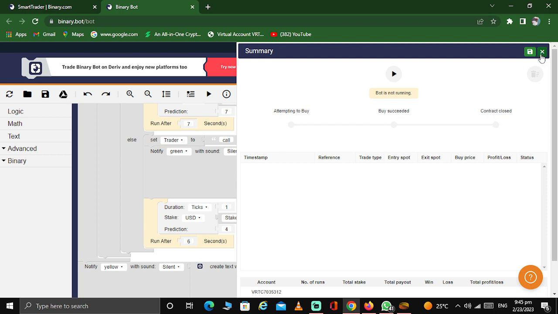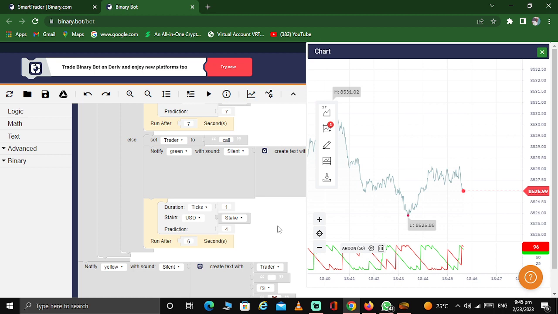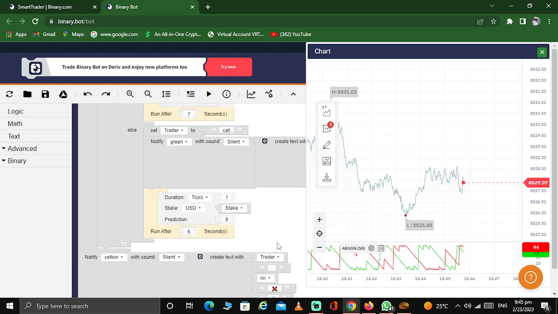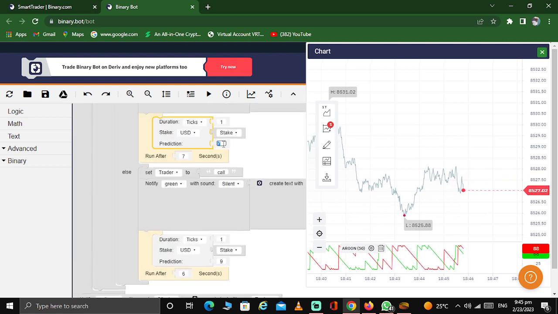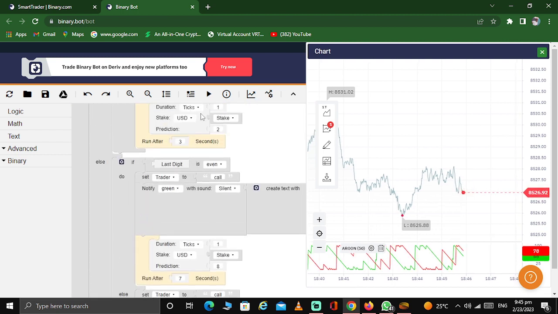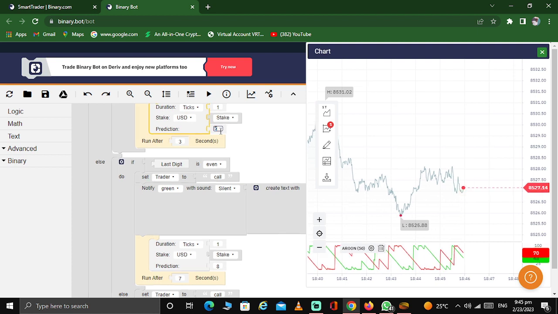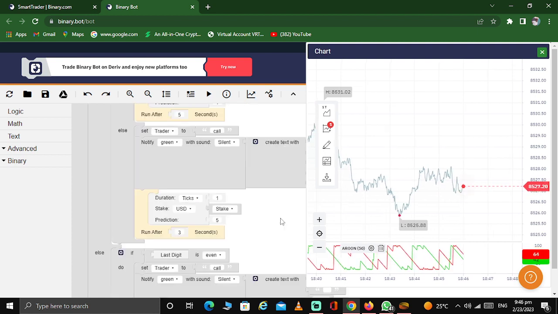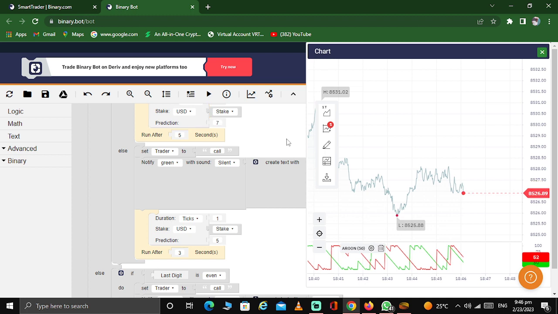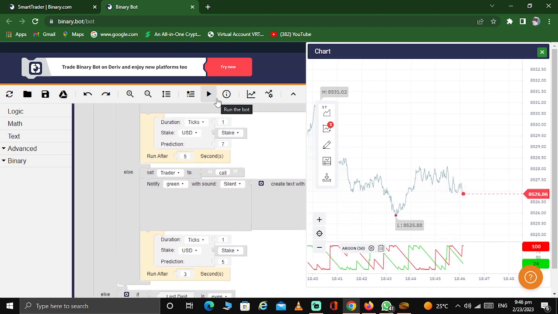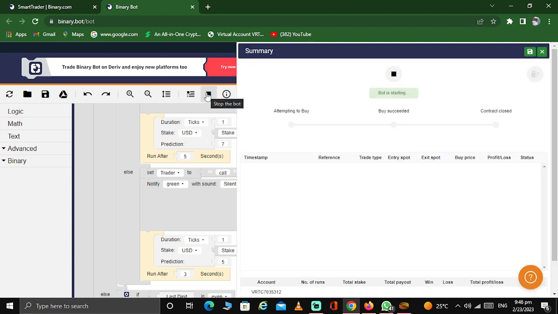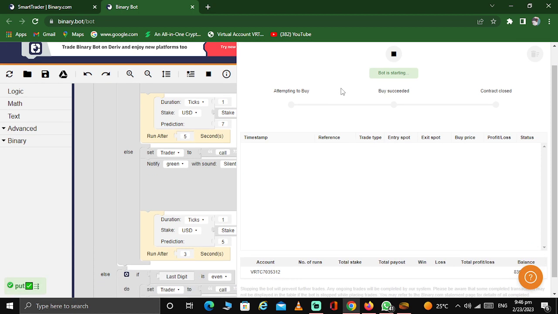So let me remove that. So I'm going to use those predictions: 9, 8, 5, and 7. Let me put them from the down. 9, that prediction. I'm going to be using 8. Here I'm going to be using 5. And I'm going to be using here 7. 9, 8, 5, and 7. So let me run the bot, see if it will make another $5.